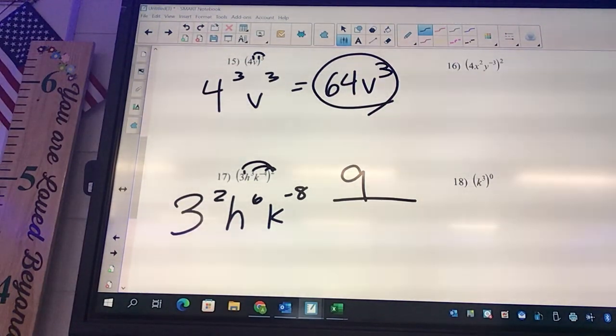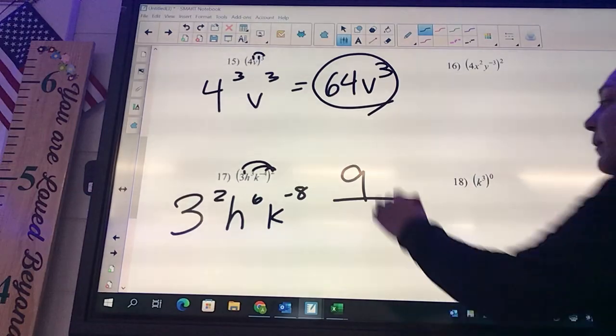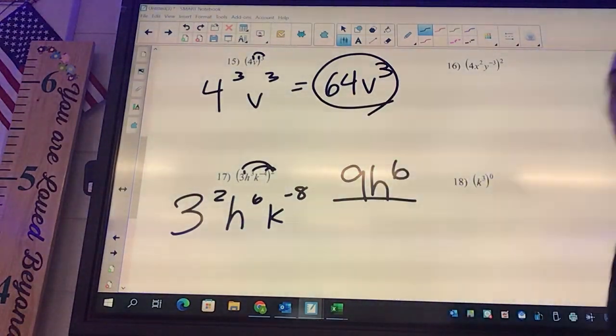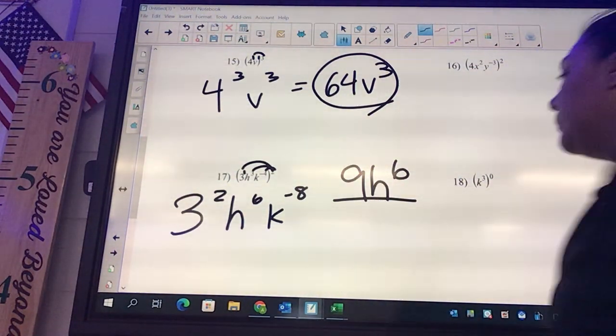Okay, h to the 6, where does that go? Top. K to the negative 8. Bottom.